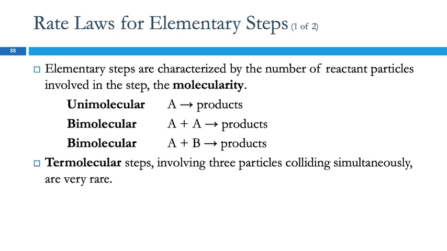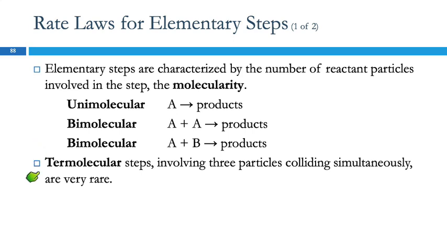So elementary steps are characterized by how many reactant particles are involved in the step. That's known as the molecularity, so how many molecules. A unimolecular step just involves one molecule. So here, a decomposition, we've got one molecule and it's just decomposing into one or more products. Bimolecular, you could have two molecules that are the same, reacting with each other to form products. Or also bimolecular is two different molecules colliding with each other to form products.